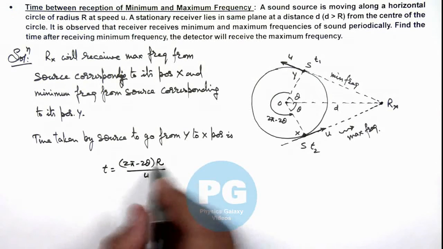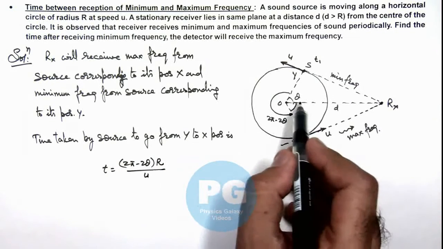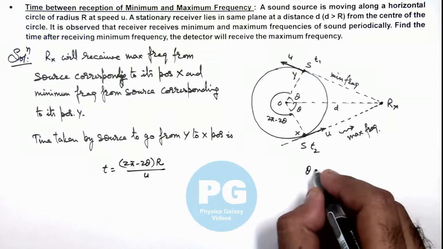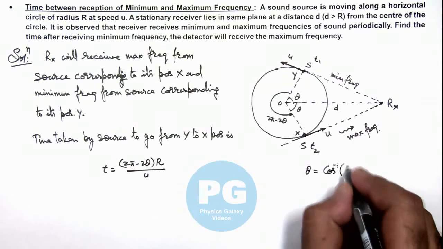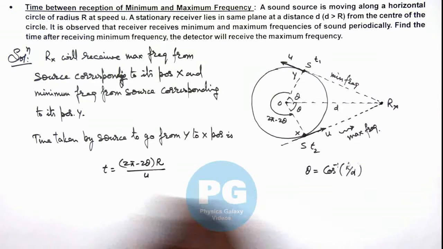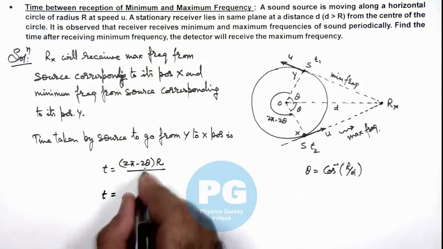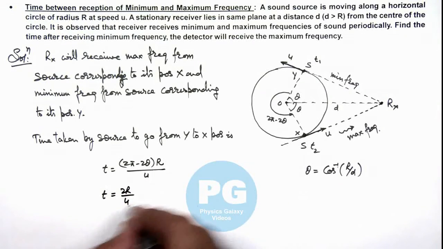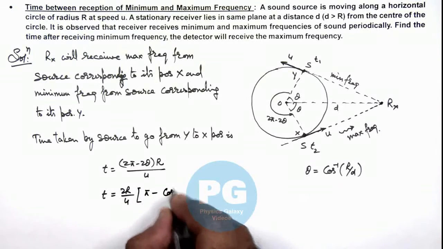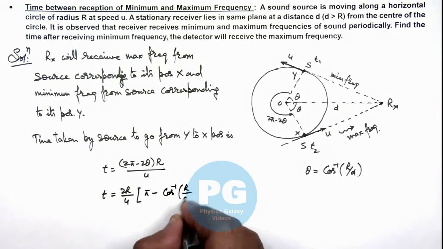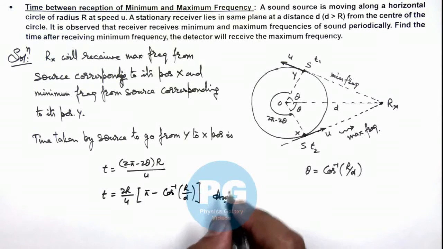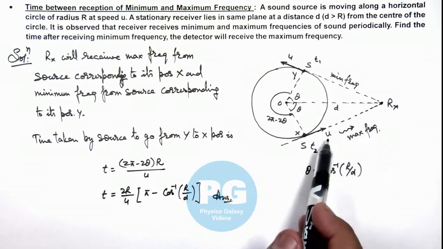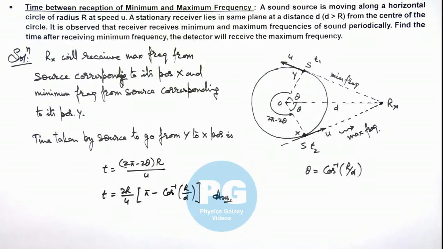And in this situation, the value of theta we can directly write from this diagram as cos inverse of r by d. So here we can write the time is equal to 2r by u multiplied by pi minus cos inverse of r by d. This is the result of this problem, the time after which a receiver will receive maximum frequency from the point of minimum frequency.